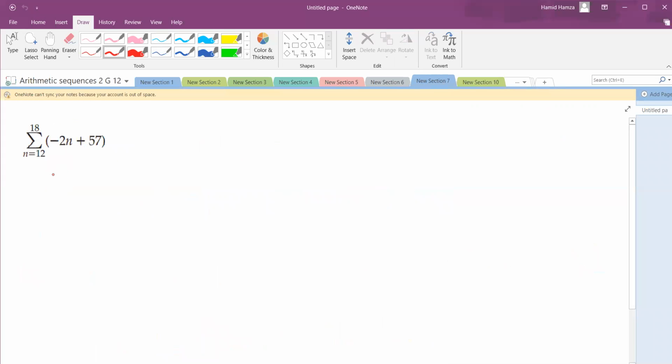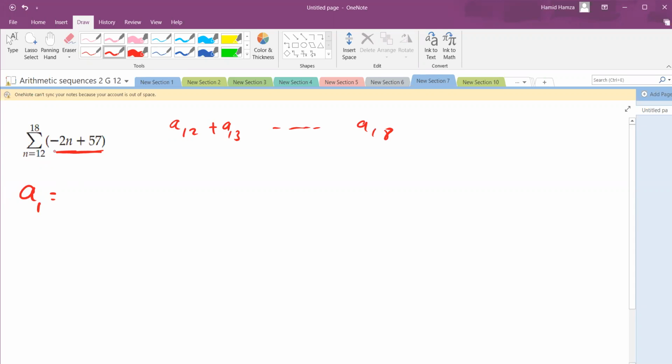Next one. We wanted to add the summation of negative 2n plus 57. So this is the nth term, or explicit formula, of the arithmetic sequence, starting from n equals 12 to 18. That means we wanted to start adding from A12, A13, and like this to A18. So A1, I mean the first term we wanted to start adding from.